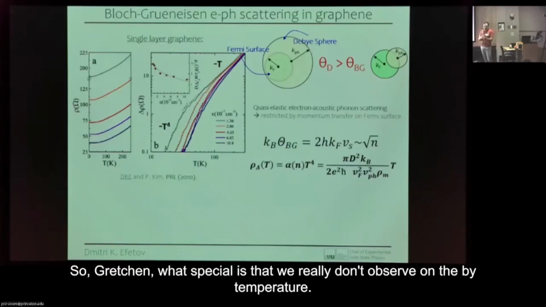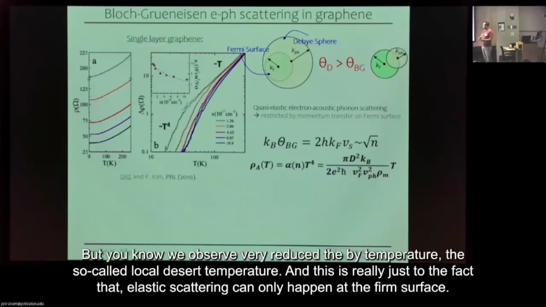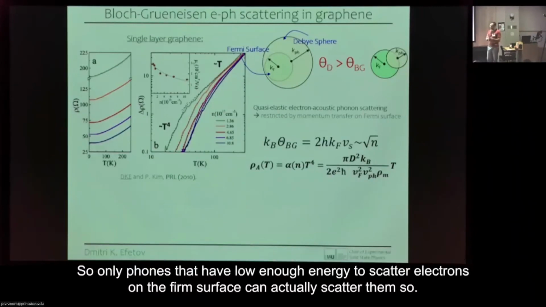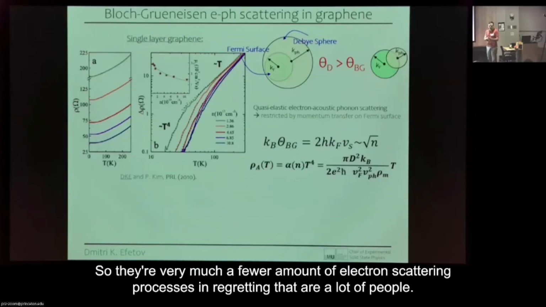And this is really just due to the fact that quasi-elastic scattering can only happen on the Fermi surface. So only phonons that have low enough energy to scatter electrons on the Fermi surface can actually scatter them. So there is a much smaller amount of electron-phonon scattering processes in graphene that are allowed because of these energy conservation processes. So this Bloch-Grüneisen temperature is basically given here.